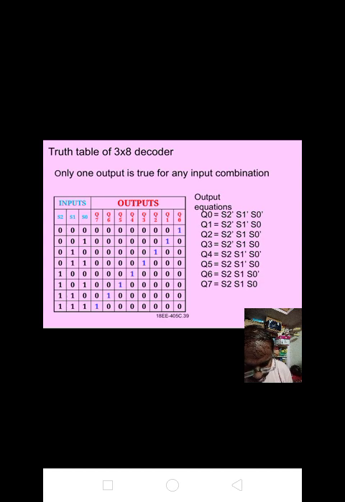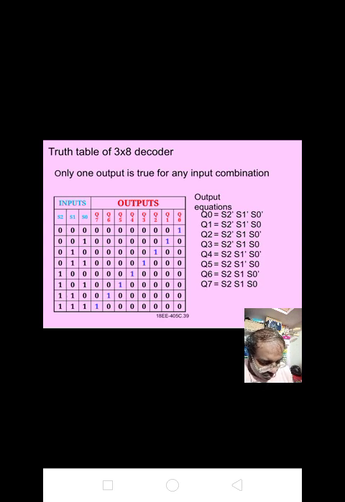That is, for the binary-to-decimal digit value, that output value is 1. Here for 0 it is Q0 equal to 1. For 1 Q1 equal to 1, for 2 Q2 equal to 1, for 3 Q3 equal to 1, for 4 Q4 equal to 1, for 5 Q5 equal to 1, for 6 Q6 equal to 1, for 7 Q7 equal to 1. Now the equations are, for Q0 it is S2 bar, S1 bar, S0 bar.